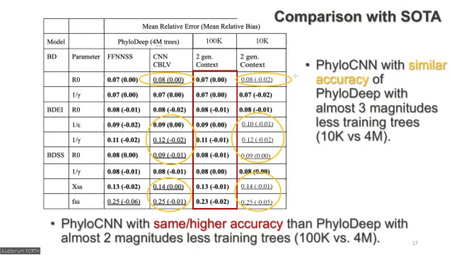either with summary statistics or the CBLV representation in all cases with 100,000 training trees, so way fewer simulations. And even if you look at when we train with 10,000 trees and compare with CBLV, we got similar results in most of the parameters. So I think these are very exciting results, especially when you need to simulate more because the models in PhyloDeep don't fit well to your data. So yeah, I think this is pretty exciting.